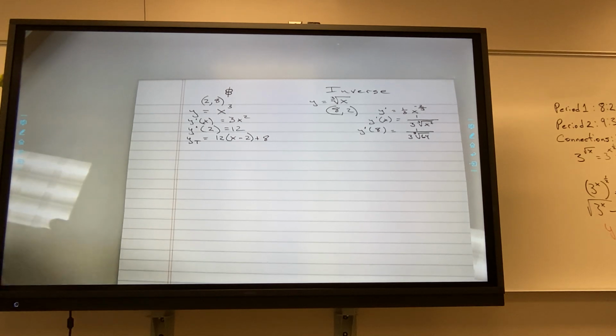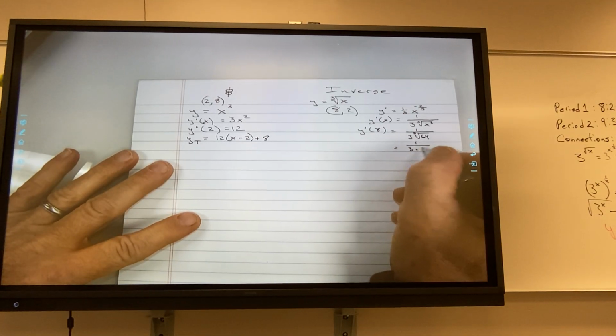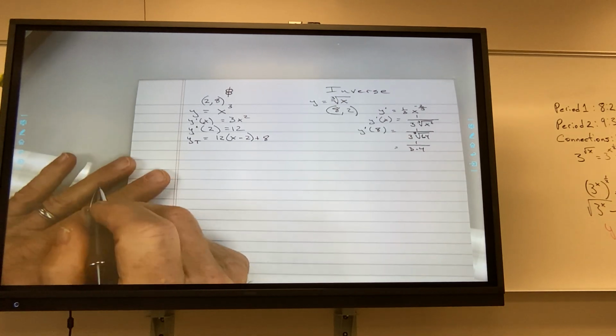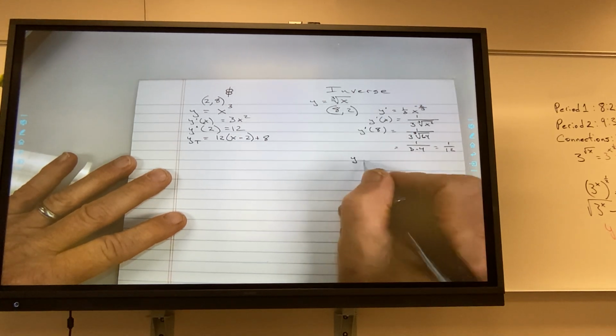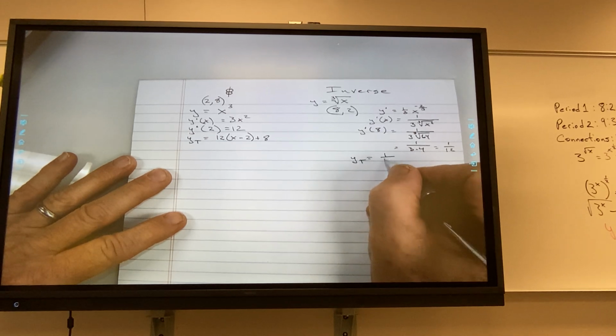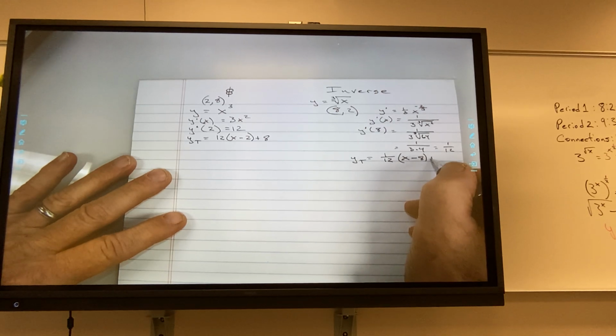It's either 2 or 4. 4. So it's 2 times 2 times 2. Is that 64? No. 4 times 4 is 16, yeah, it's 4. So now I get 1 over 3 times 4. This is a lot of work, isn't it? I know the shortcut. And what do I get? 112. So the equation of my tangent line is 112 x minus 8 plus 2.